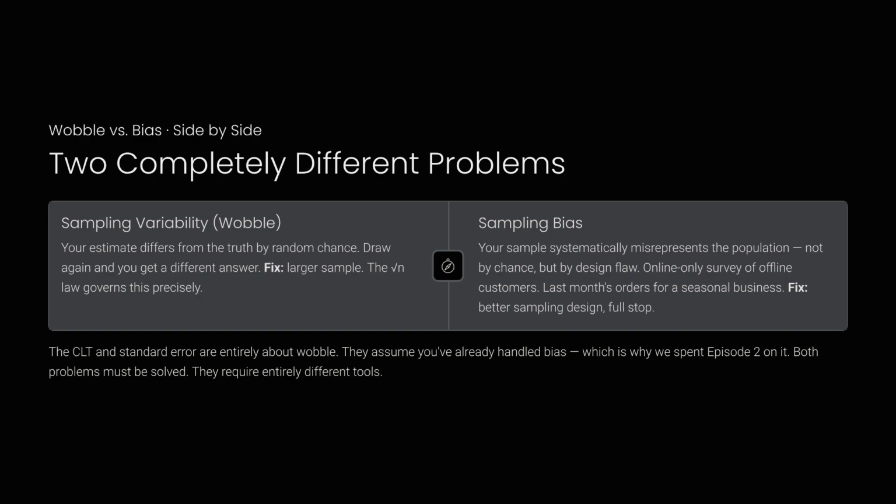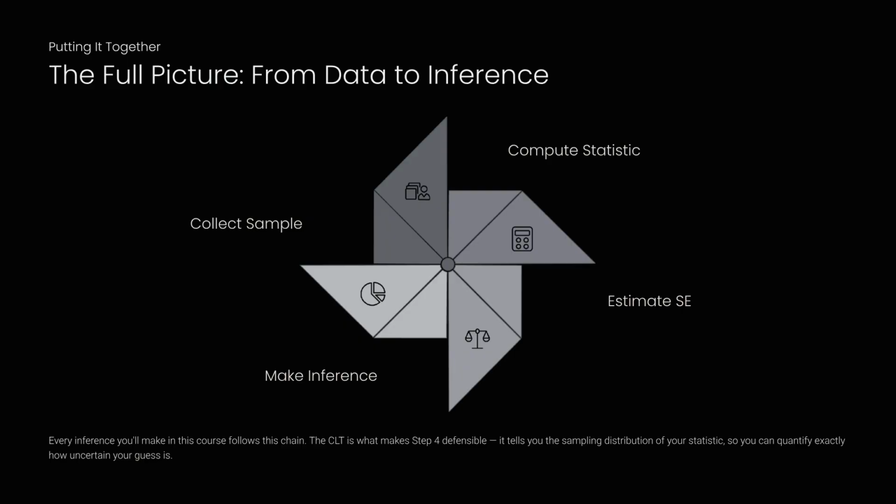We must treat wobble and bias as two completely different problems. Wobble is fixed by larger samples, but bias requires better collection methods. They require entirely different tools in your data science toolkit. Every inference follows this chain: collect, compute, estimate the standard error, and finally, make your inference. The central limit theorem is what makes step 3 defensible and robust.